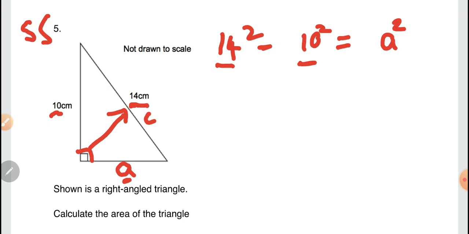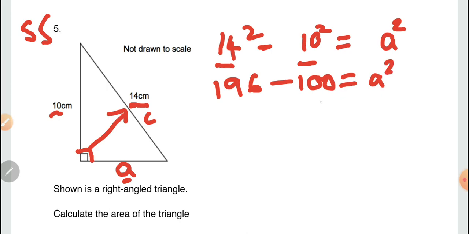So what is the square of 14? Well, 14 times 14 is 196. Take away 10 squared, which is 100, will give us A squared. So when we do 196 take away 100, we get 96 is equal to A squared. Notice how in terms of presentation I've kept all the equals in a line.